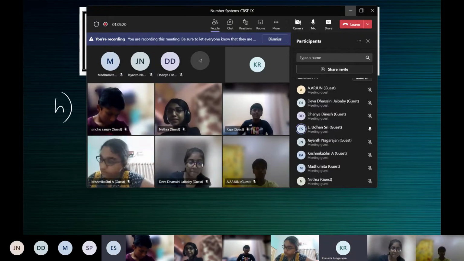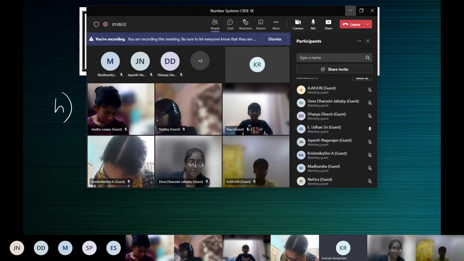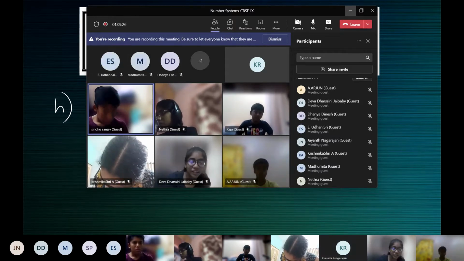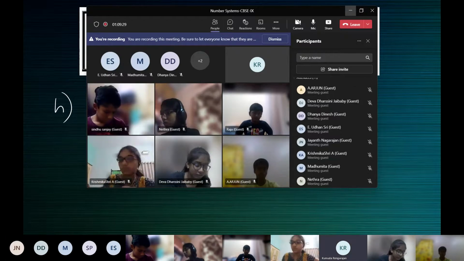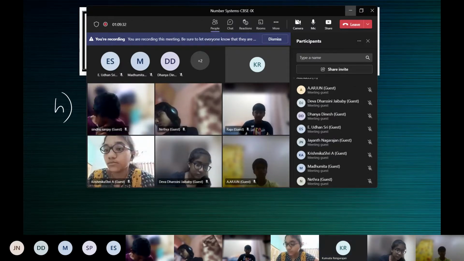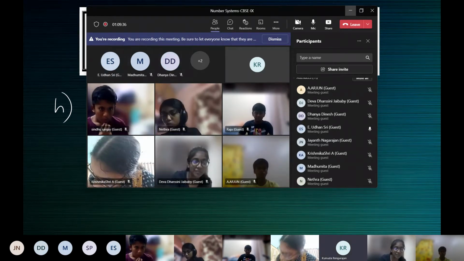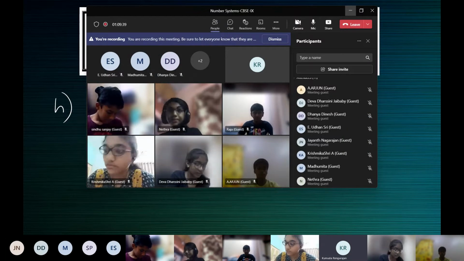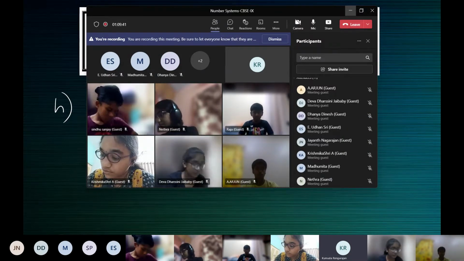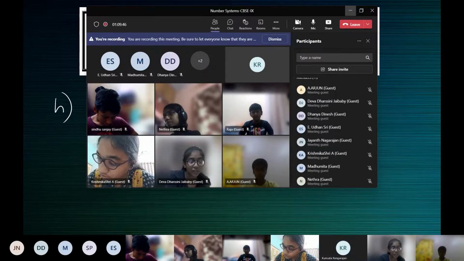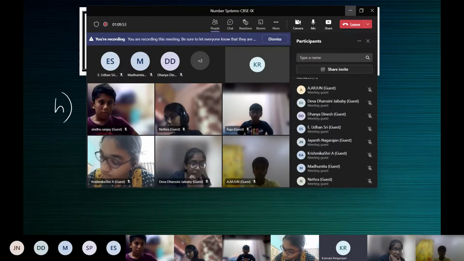Okay, so 10 multiplied by itself 4 times is 10,000. Cube root of 1000 is 10. Fourth root of 1000: some number multiplied by itself 4 times should give you 1000. The cube root of 1000 is 10, correct? 10 into 10 is 100, 100 into 10 is 1000.